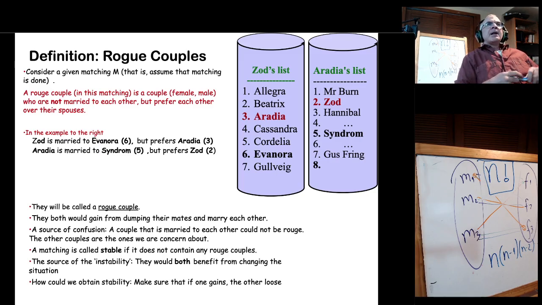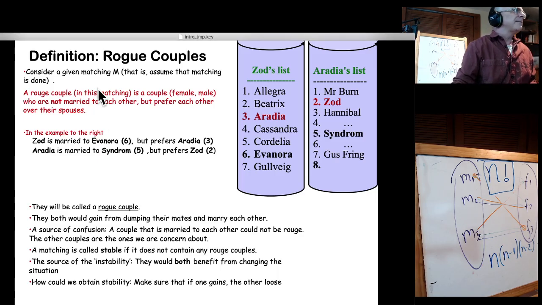And now we have 3 minutes, which is just enough to tell you what a rogue, unstable couple is. I cannot look at two people and say they are a rogue couple. I need to first assume that I have some matching. Somebody gave me an assignment of every male to the female he is married to, and vice versa. Now I'm looking at two people, let's say Zod and Aradia, and I want to ask: are they a rogue couple under this marriage matching M?